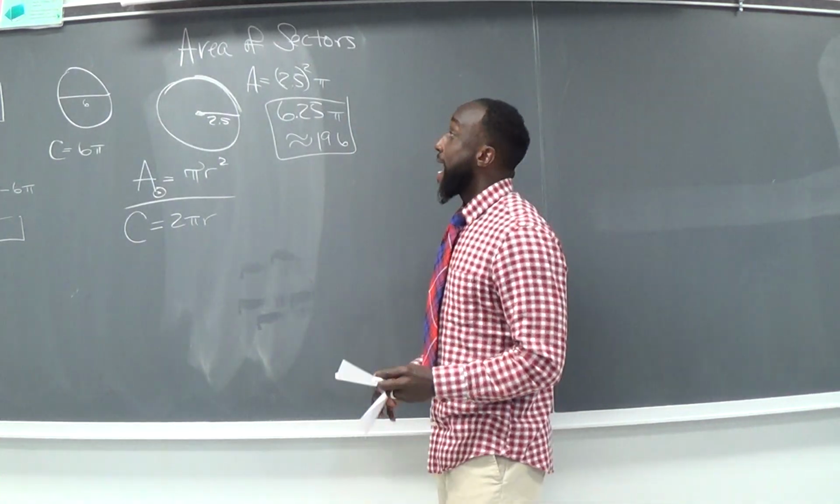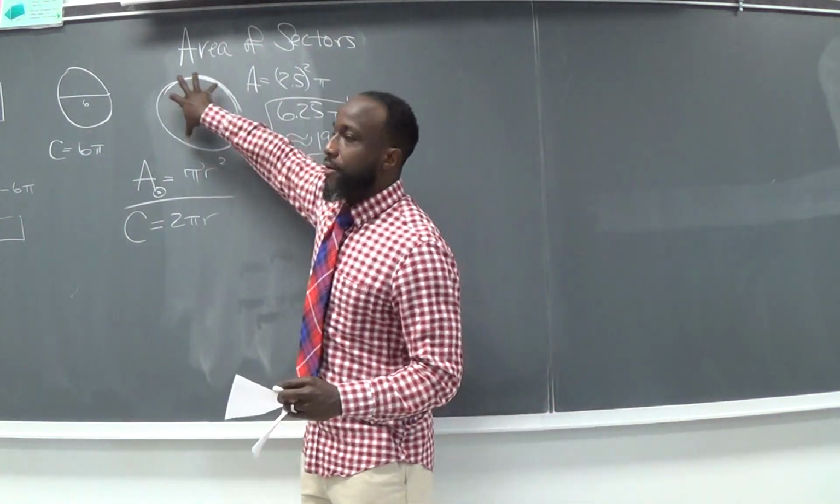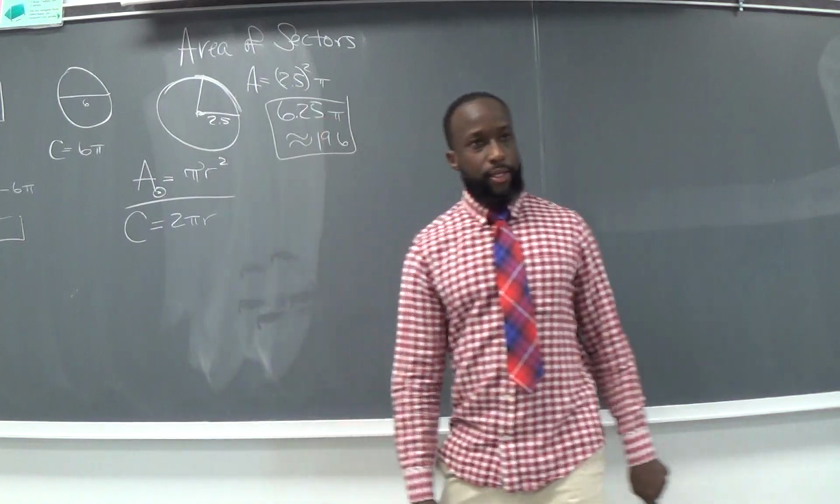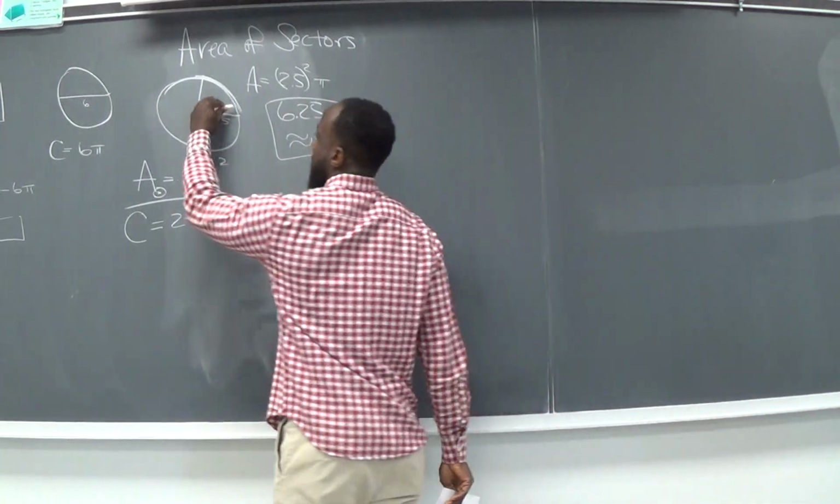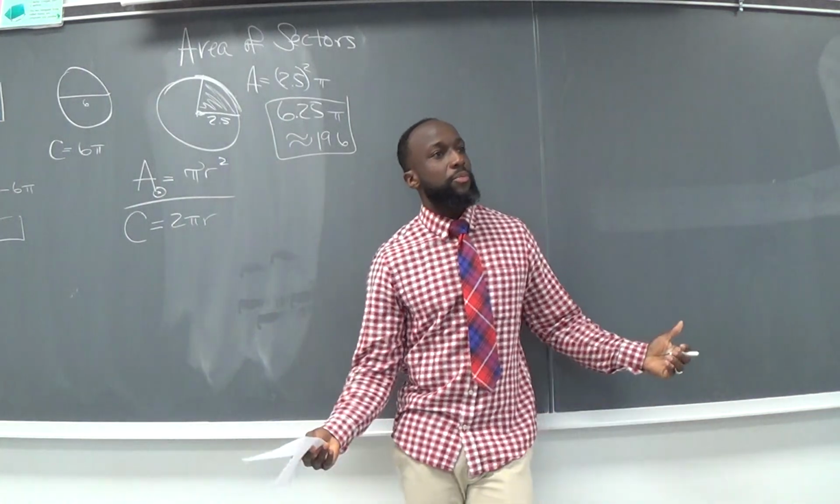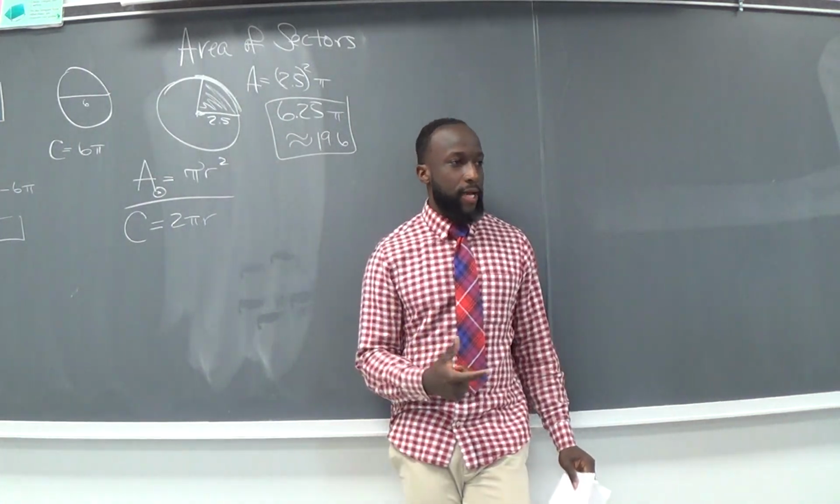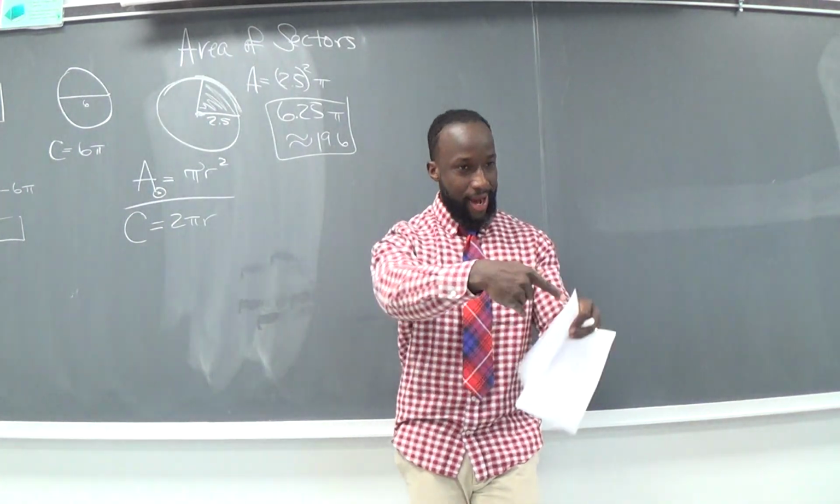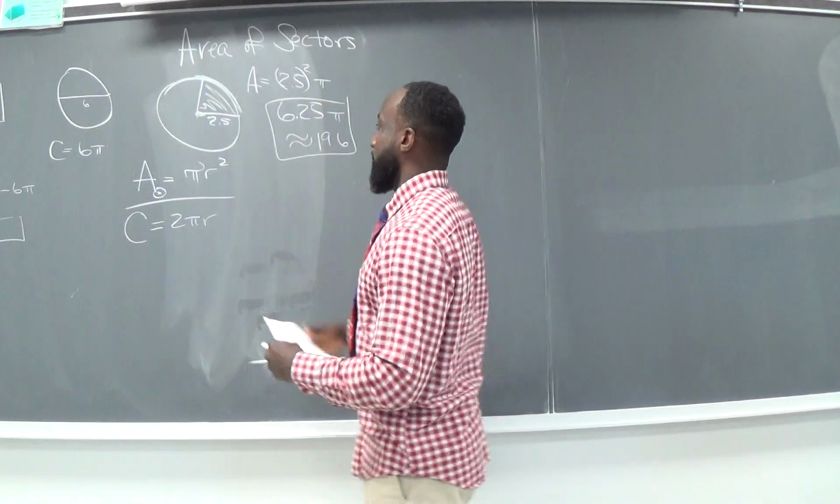All right, but now that we know the area of the whole thing, a sector is a portion of the circle. It's like a piece of the pie. So you can actually figure out the area of a piece of pie by doing this formula I'm going to show you.